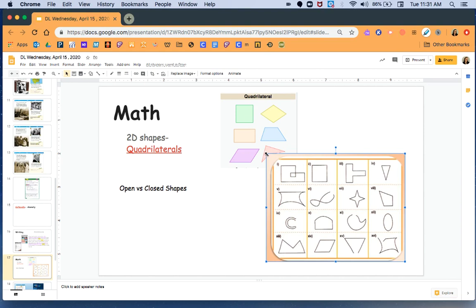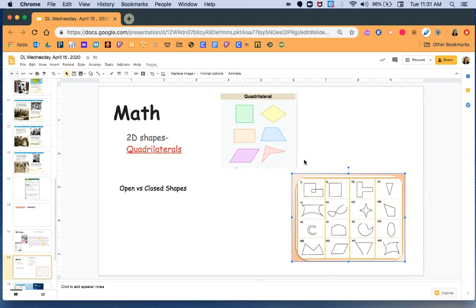So a polygon is a shape that's closed, which means it has no openings. And a quadrilateral is a closed shape that has four sides. So today for math, what I want you to do is see if you can make a few closed shapes and open shapes. That's it. Super easy today.